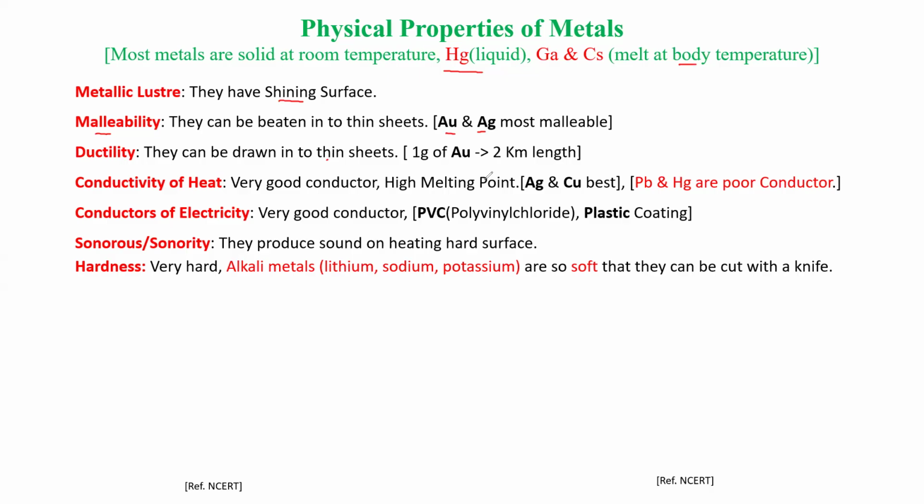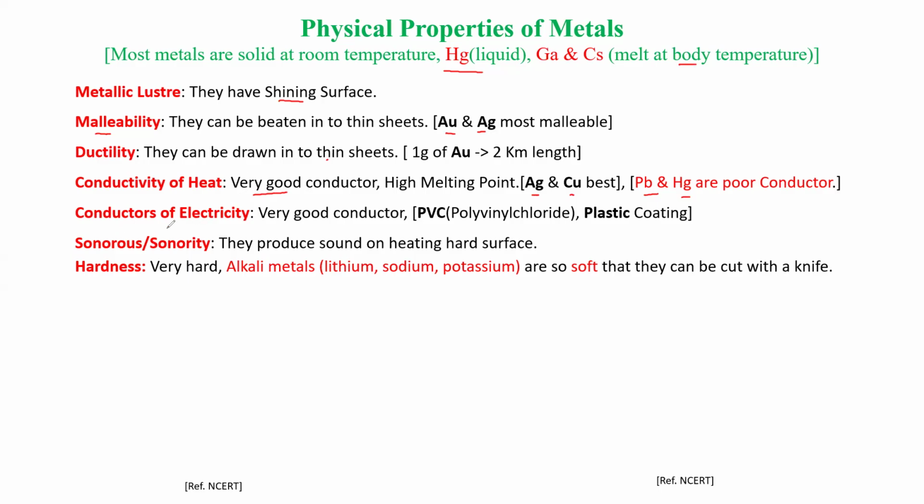Next, you have conductivity of heat. It is a very good conductor of heat, okay, and it has a very high melting point. Like we have silver and copper, but exceptions are lead and mercury, which are poor conductors. So exceptions we also have to always keep in mind. Maximum times they are going to ask exception questions.